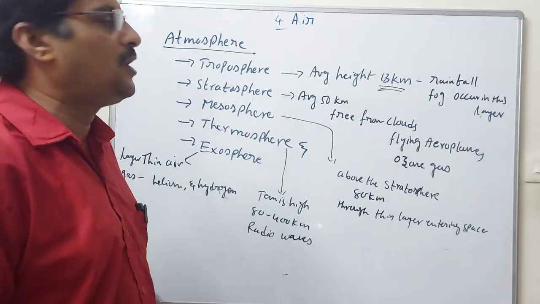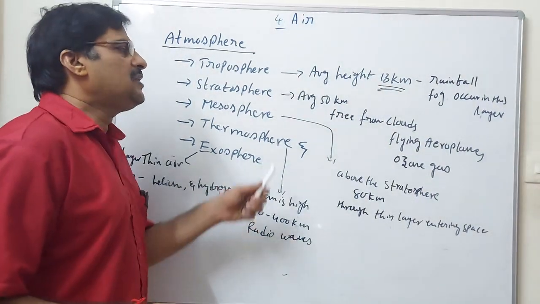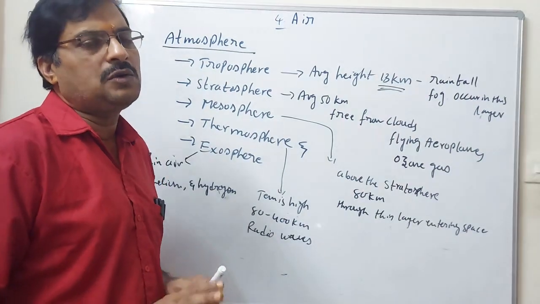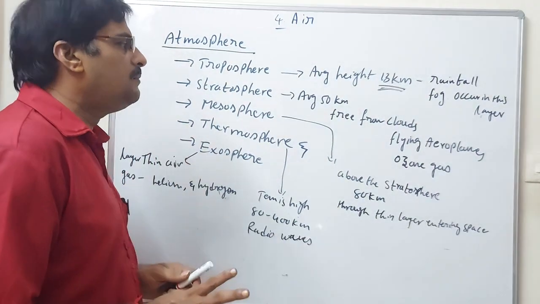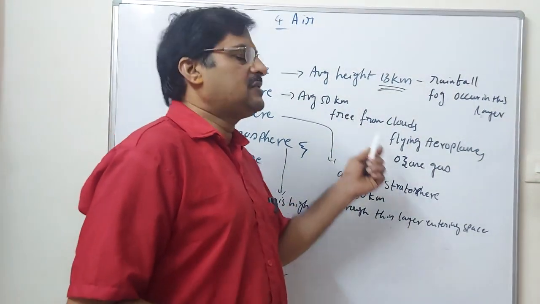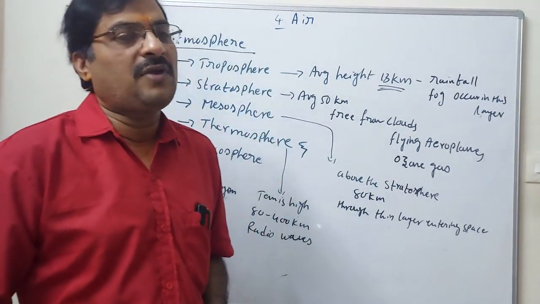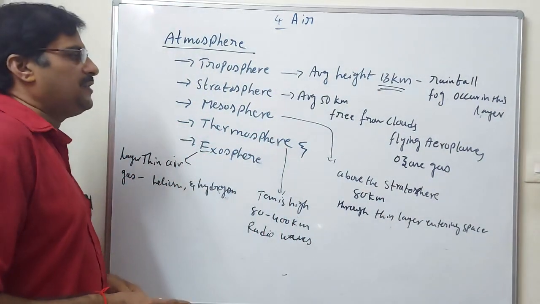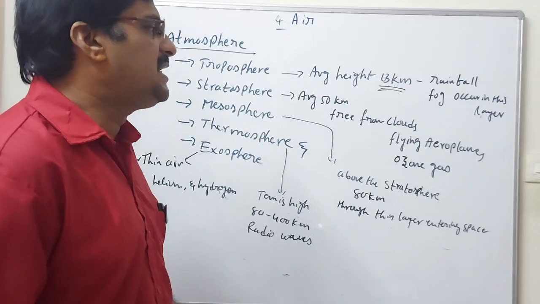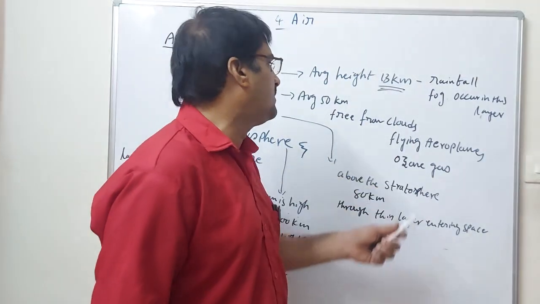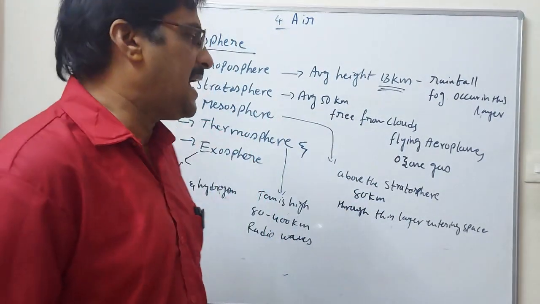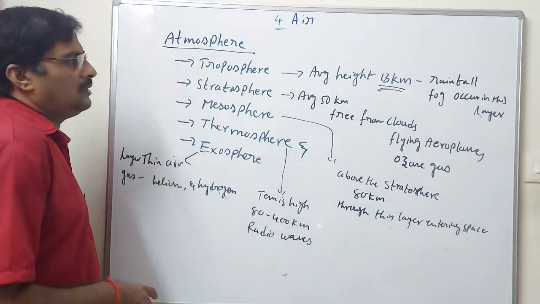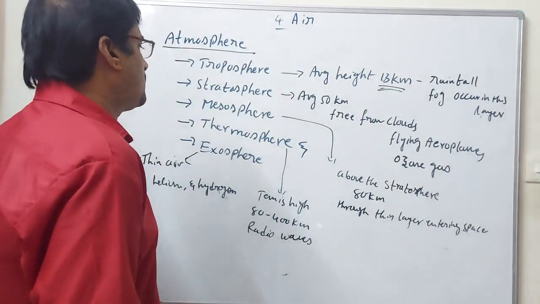On average it extends to about 50 kilometers. It is free from clouds; no clouds form in this layer. That's why aeroplanes fly in the stratosphere. The ozone gas is found in the stratosphere.